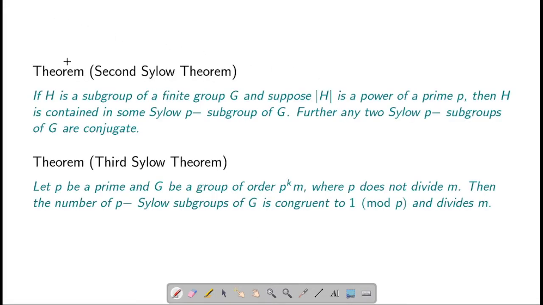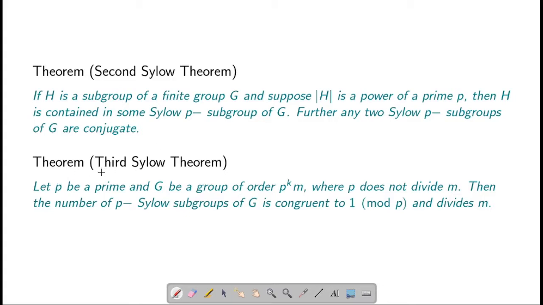Sylow's second theorem states that if H is a subgroup of a finite group G, and suppose the order of H is a power of a prime p, then H is contained in some Sylow p-subgroup of G. Further, if you have any two Sylow p-subgroups, they are conjugates.